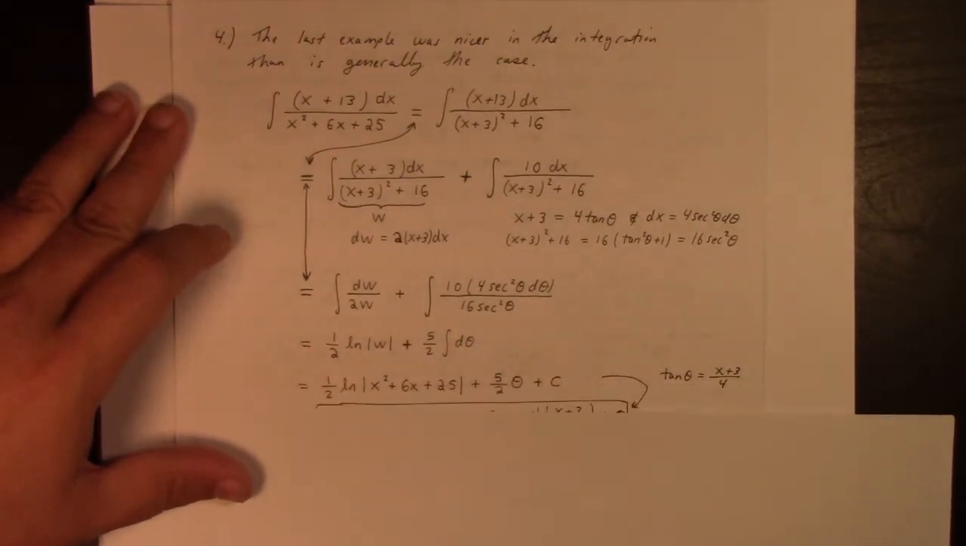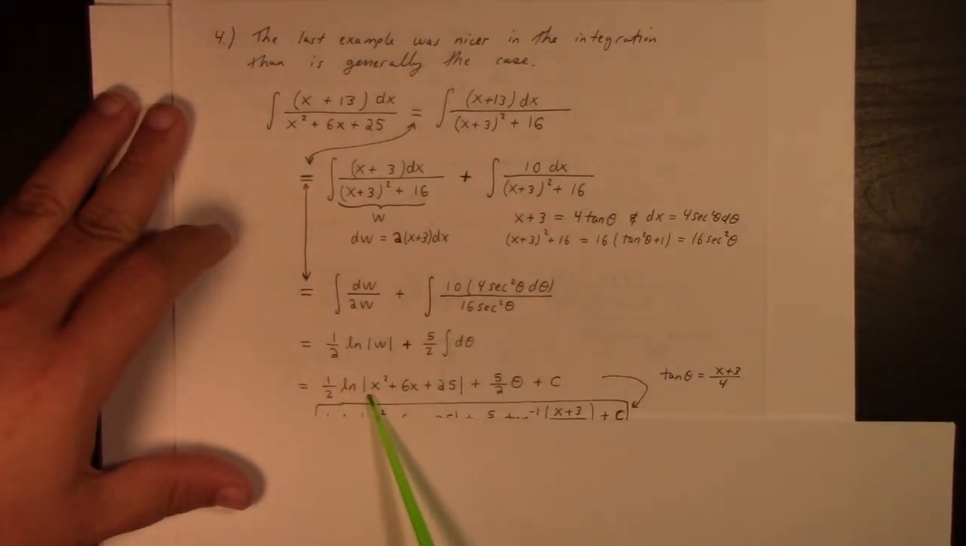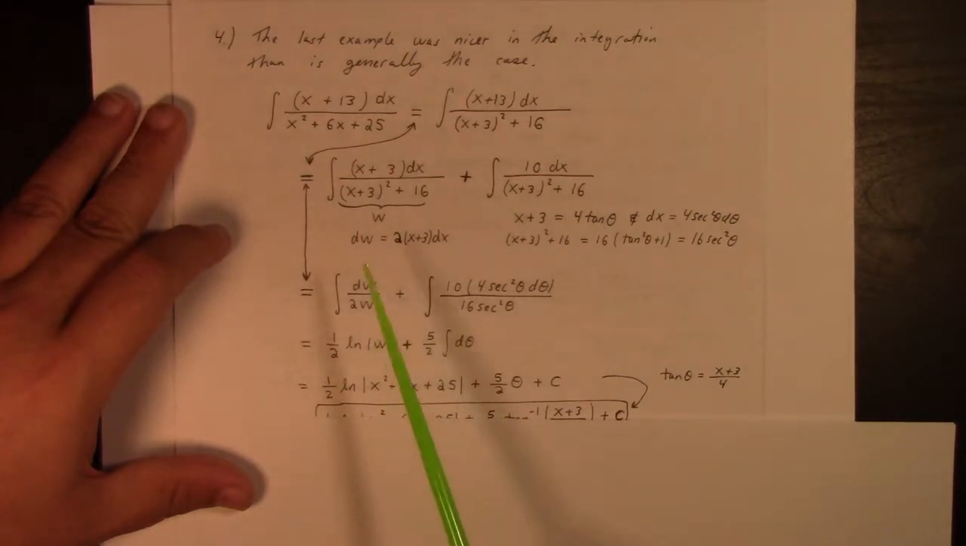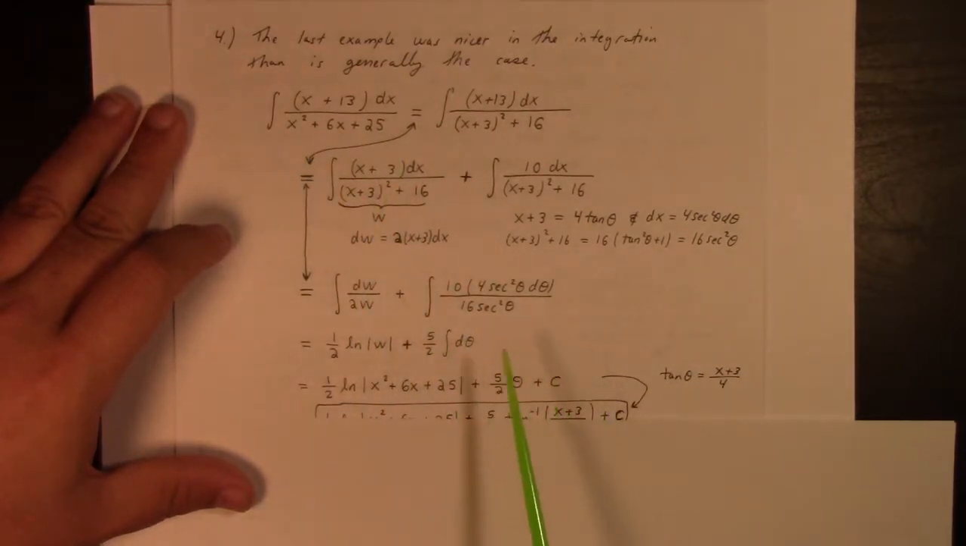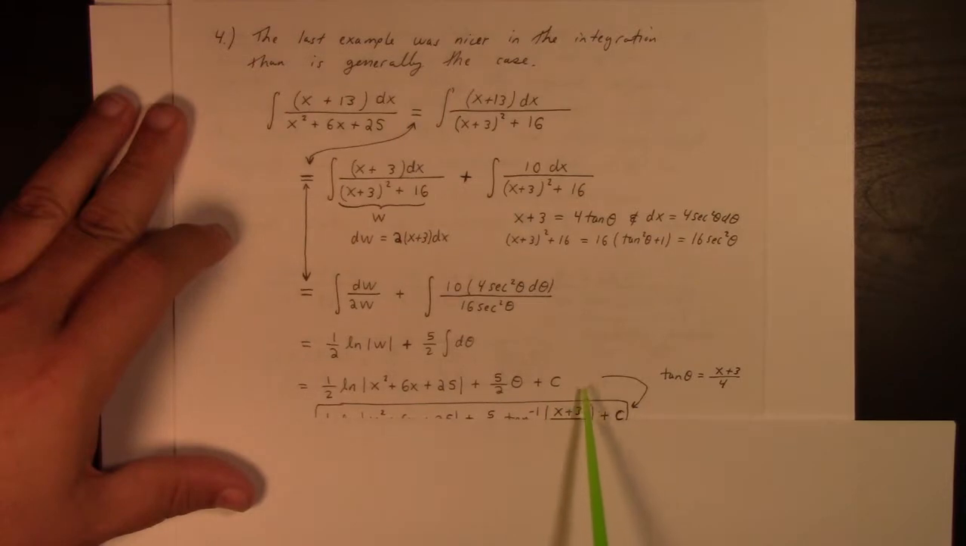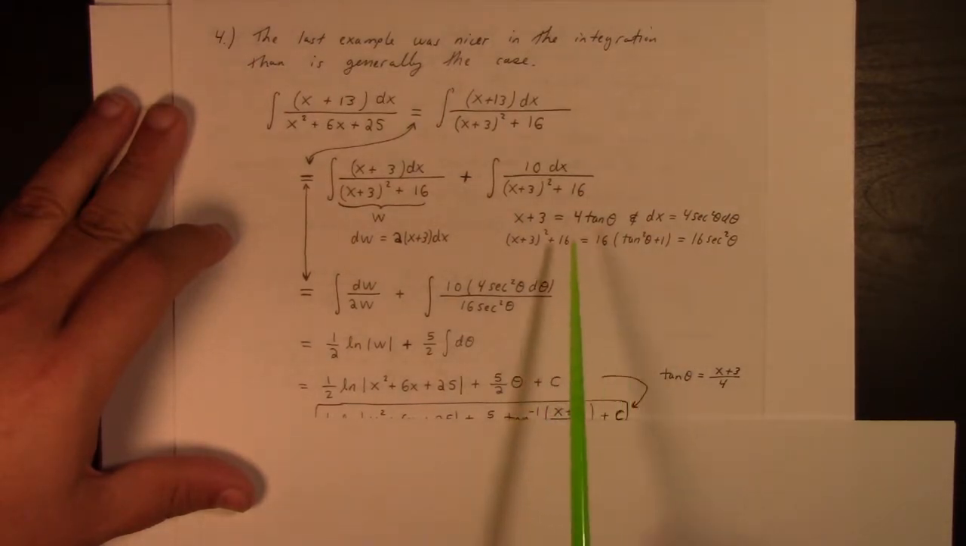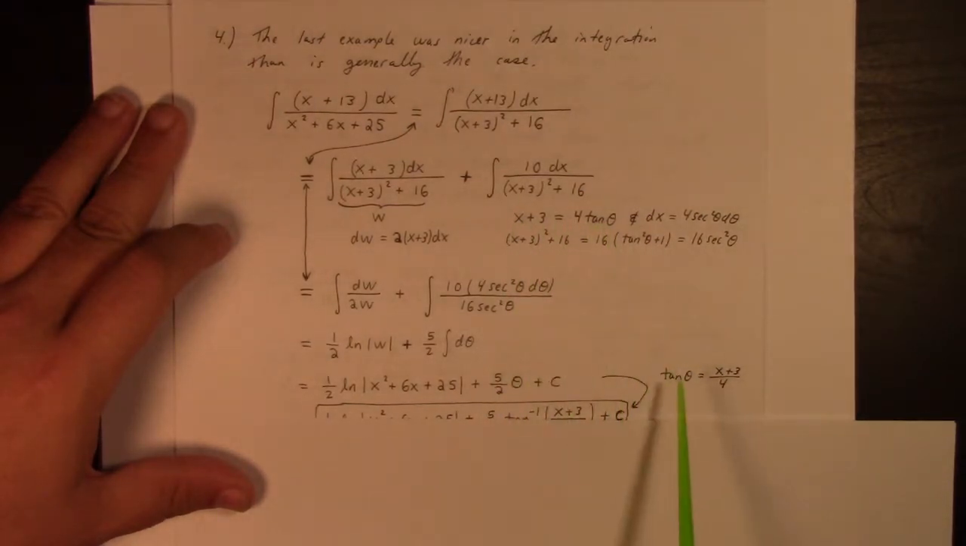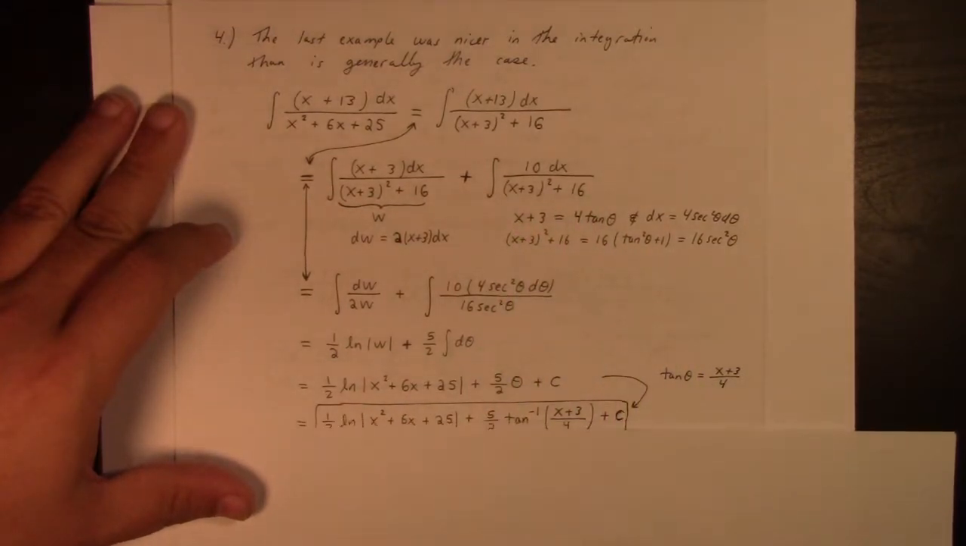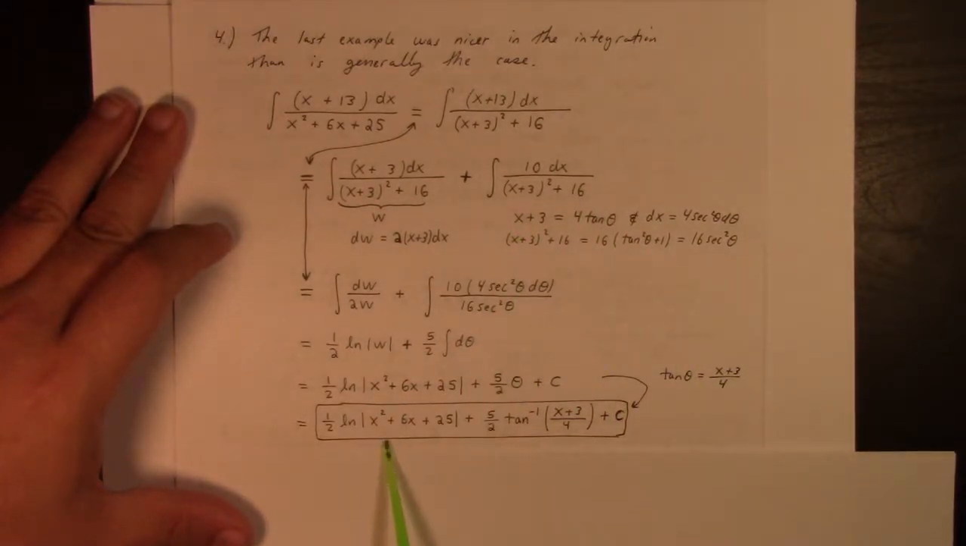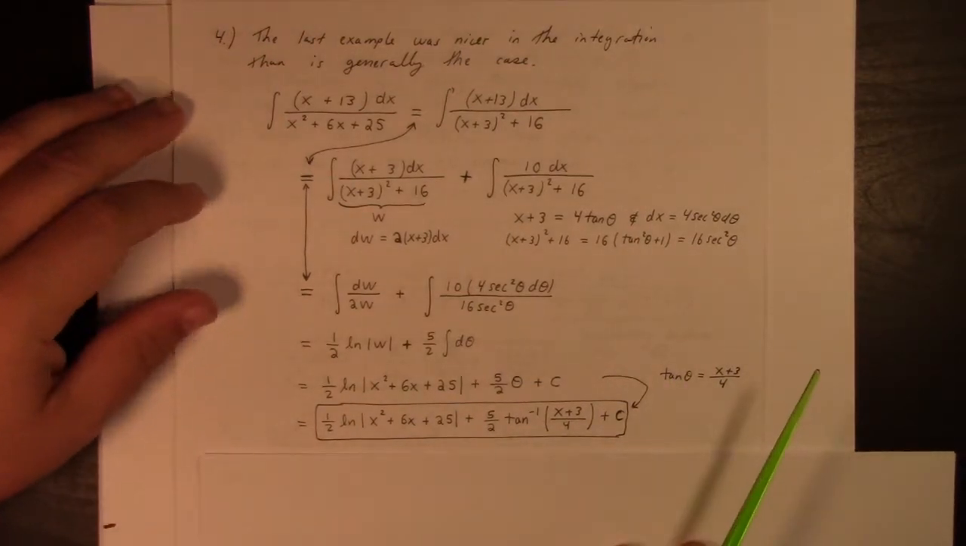Integrate. And we've got 1/2 log of the denominator, the original problem, 5/2 theta plus a constant. And then I want to take the theta and convert it back to x. But remember, tangent theta is x plus 3 over 4. So there you go. The integral is 1/2 this log plus 5/2 this inverse tangent plus a constant. And that's how you do it.